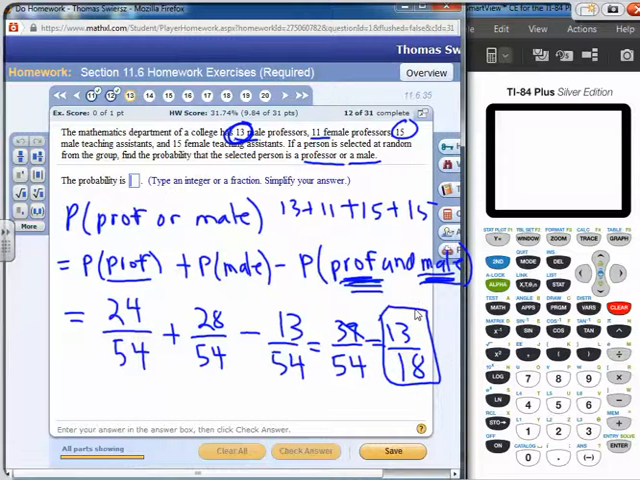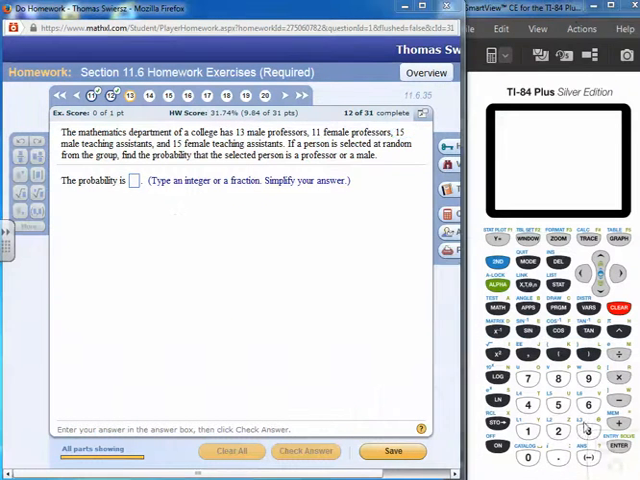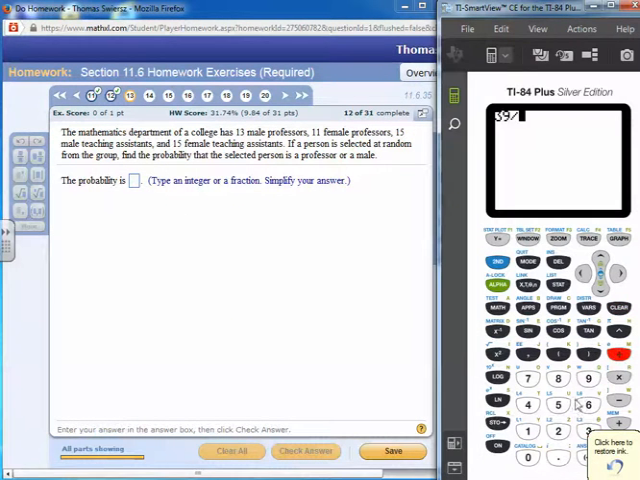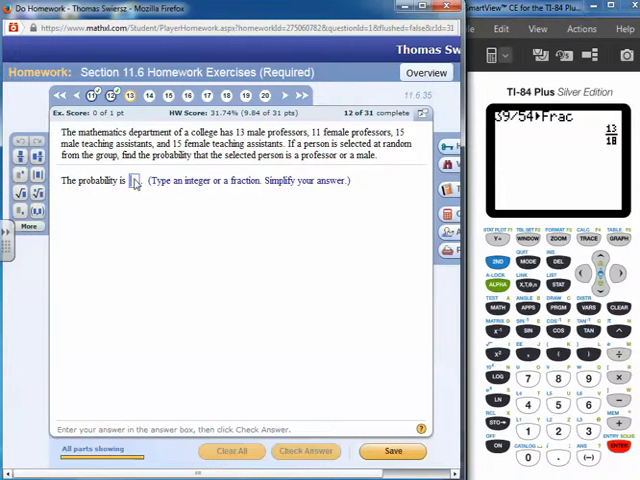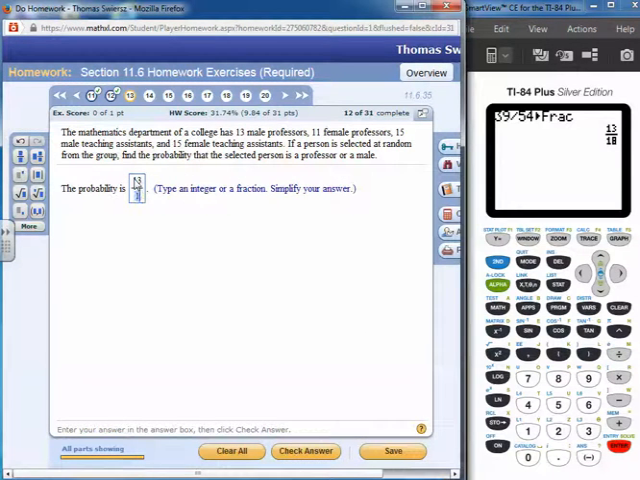Again, you can use your calculator to reduce. Put in 39 divided by 54, and then simply go to Math, and then hit enter twice, and there's our 13 over 18, which is what we got when we reduced it by pencil and paper.